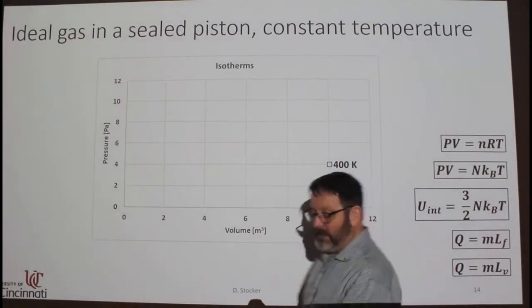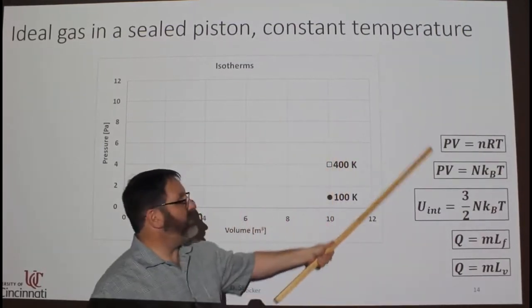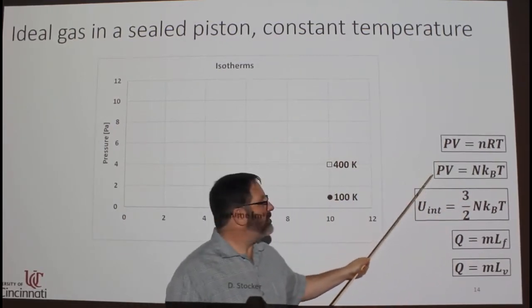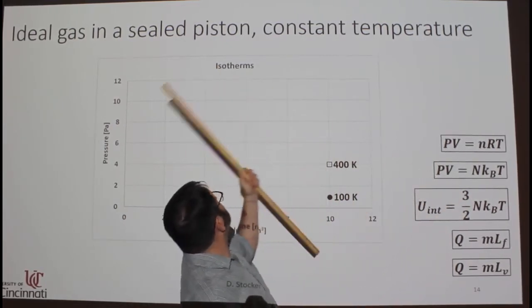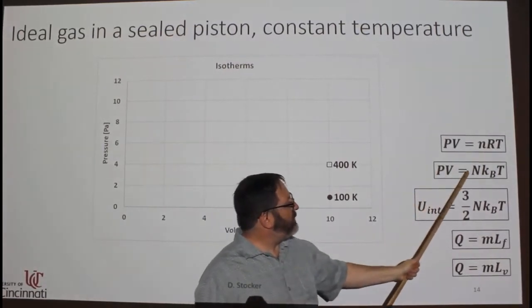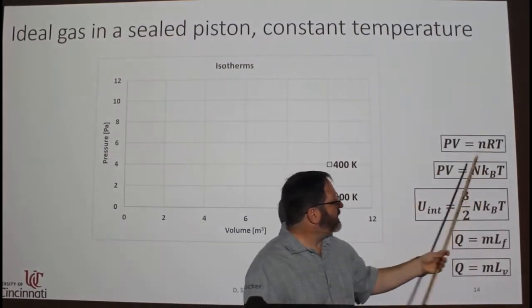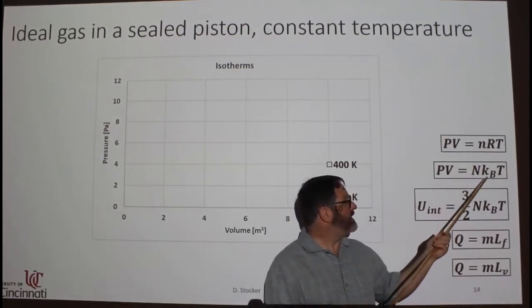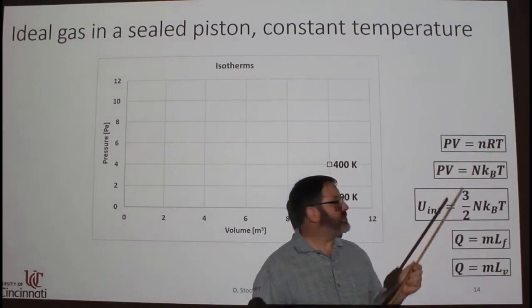We can see that by looking at these ideal gas laws. I'm going to use this one. It doesn't really matter which one, but this is a sealed piston. So if I look at this, PV equals N kB T. N, since it's a sealed piston, N will stay constant. kB, that's also a constant.